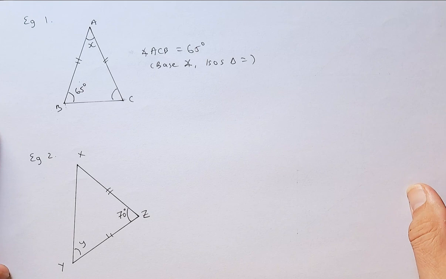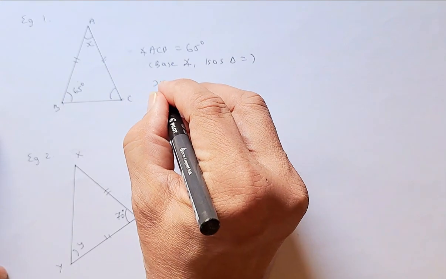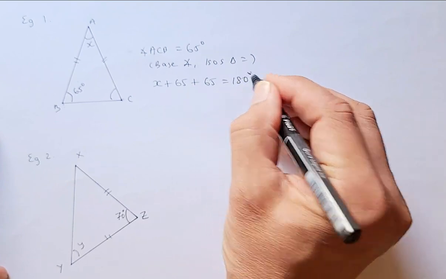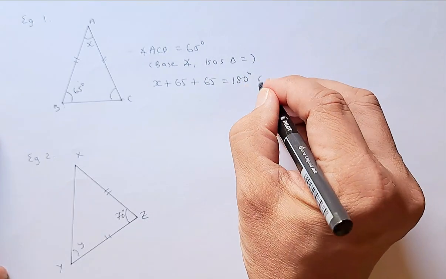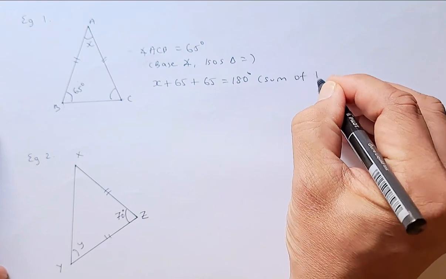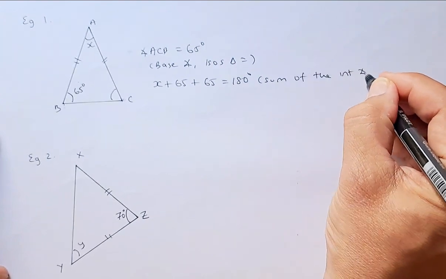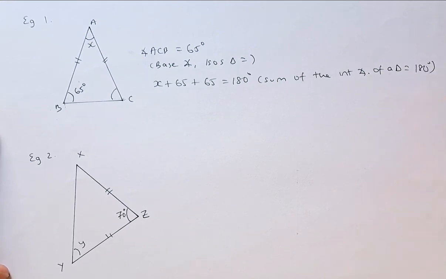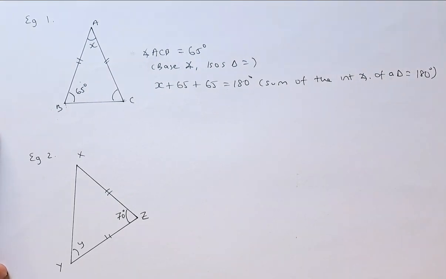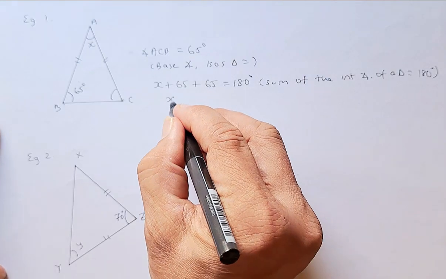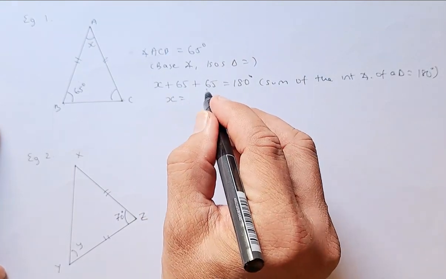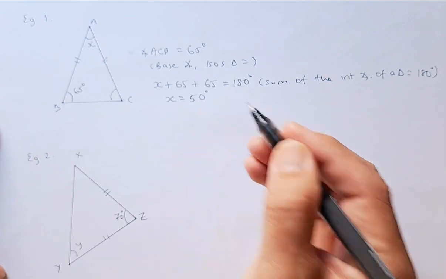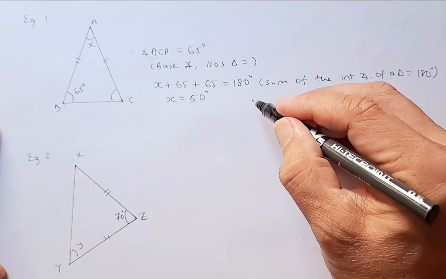If you know that, then it's easy to find your x. So x plus 65 plus 65 add up to 180, and you use the first theorem: the sum of the interior angles of a triangle add up to 180 degrees. Next, the last part, you have to solve x equals 180 minus 65 minus 65. These add up to 130. So 180 minus 130, x must be 50 degrees. That will give you 2 marks in the exam.